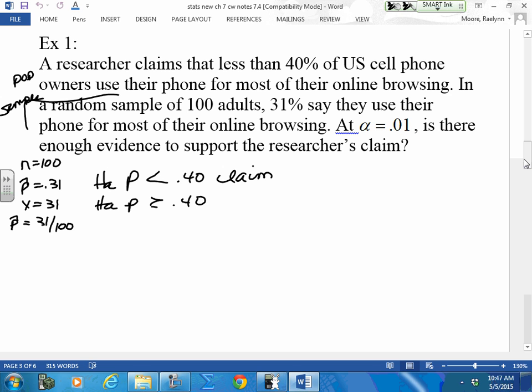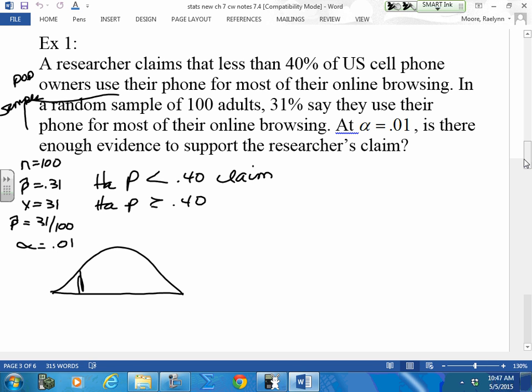Sometimes they give you the x, sometimes they give you the sample proportion. Okay, at a level of significance of 0.01, is there enough information to support the claim? Support means we should use the word HA as our claim. Is HA our claim? Yes. Okay, what tail do we have?